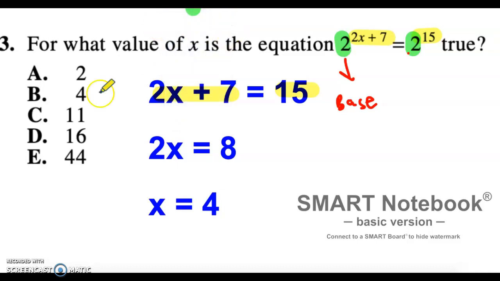Now that is just one way to solve the problem. If you did not know that since the bases were equal, the exponents had to be equal, you could still solve this problem. You could take all of your choices here and substitute them in for x until you got a number that gave you 2 raised to the 15th. So here, if you put 4 in for x, 2 times 2 is 4, 2 times 4 is 8, plus 7 is 15. So 4 is the answer.